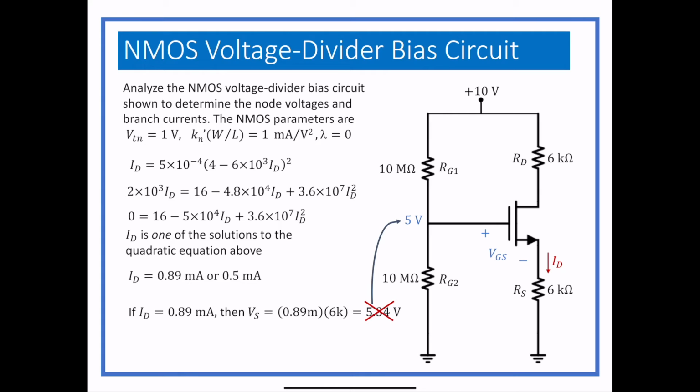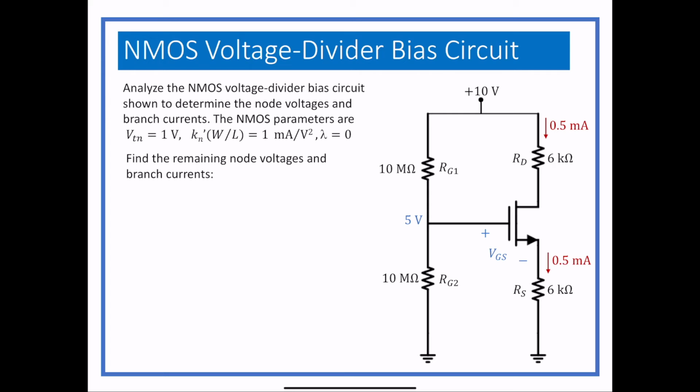Anyway, since we know what ID is, we know it's 0.5 milliamps, which is the smaller value, and now we can find all the other node voltages and branch currents if we want.